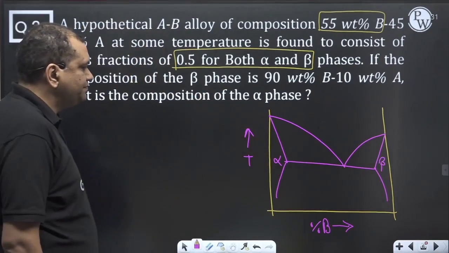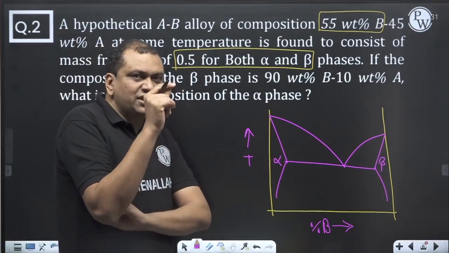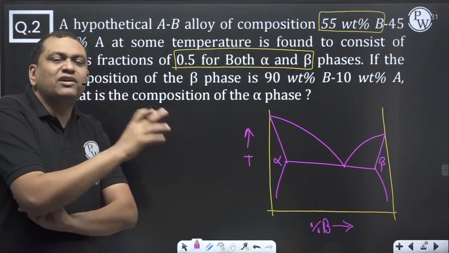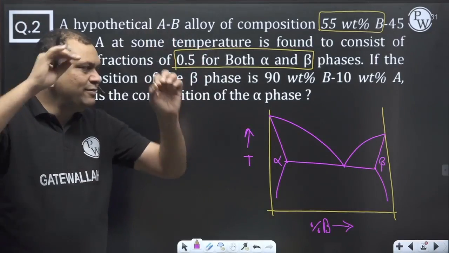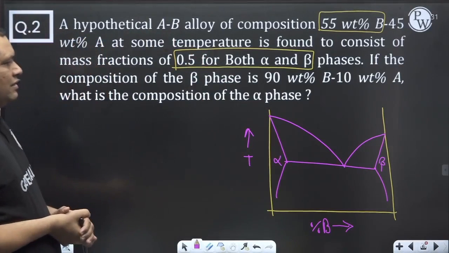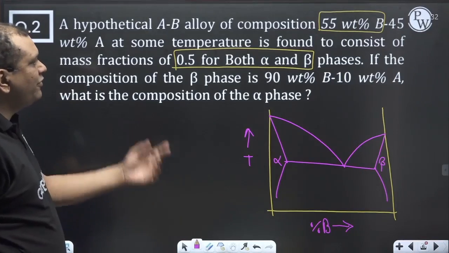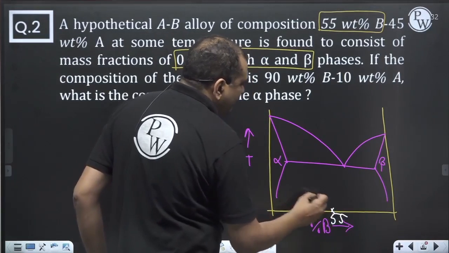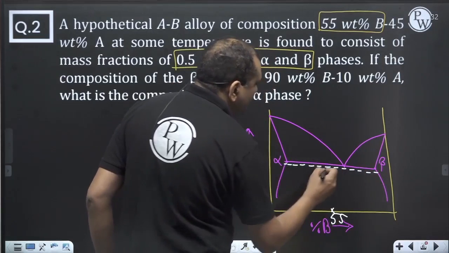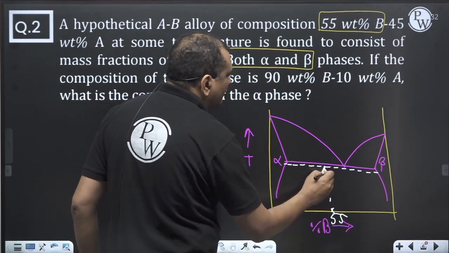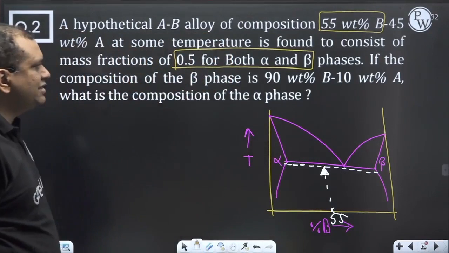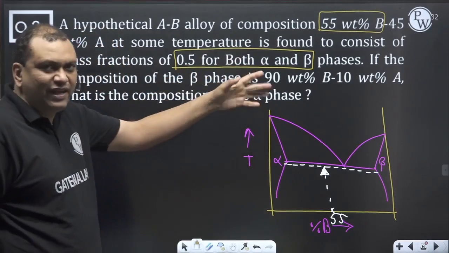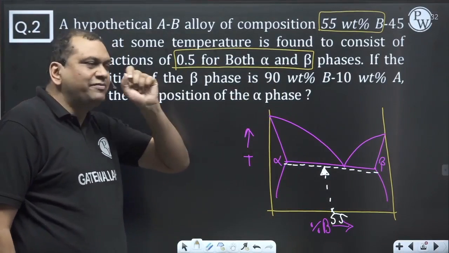So first of all, we have to plot the phase diagram. Any question related to lever rule, first of all you draw the phase diagram. Any question whatsoever, first of all you plot the phase diagram. Now what the question is telling you, at 55 weight% B, let us say, this is the fulcrum, so at this point there is 50% of alpha and 50% of beta. The question says it's 50% of alpha and 50% of beta.